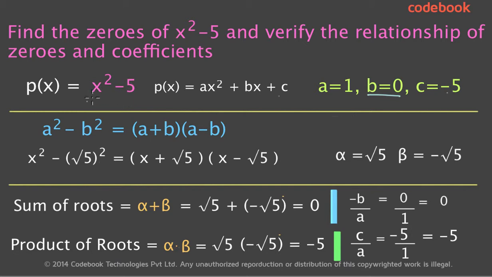If you look at this, this is in the form of a square minus b square, which is equal to a plus b times a minus b. You have already learned this in the 9th class in the algebraic identities.